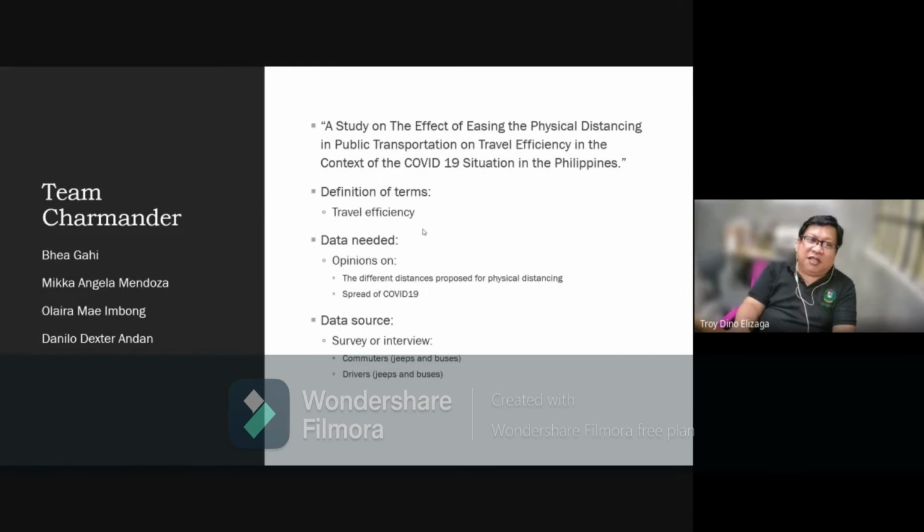Dear Charmander, a study on the effect of easing the physical distancing in public transportation on travel efficiency in the context of the COVID-19 situation in the Philippines. So we need opinions. So this is basically just an opinion-based study, no? On the different distances proposed for physical distancing, and then opinion on the spread of COVID-19. So you need to interview commuters and drivers. And last time I mentioned that it should only be for the jeepneys and buses because the taxis and the motorcycles do not apply.